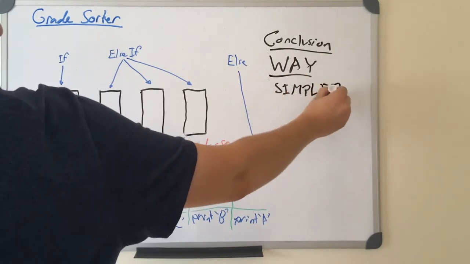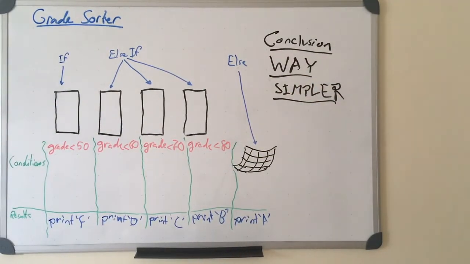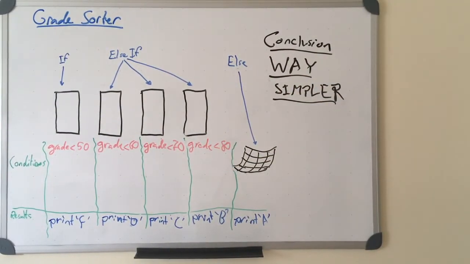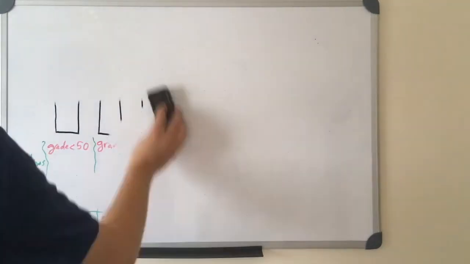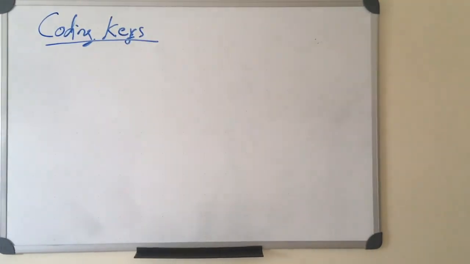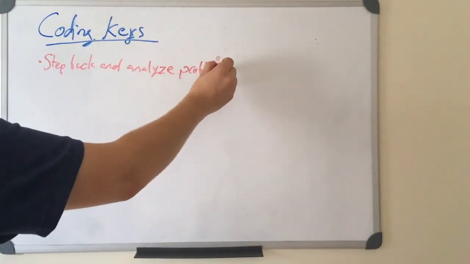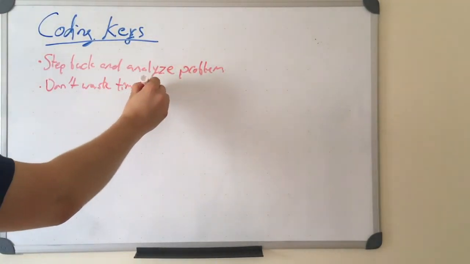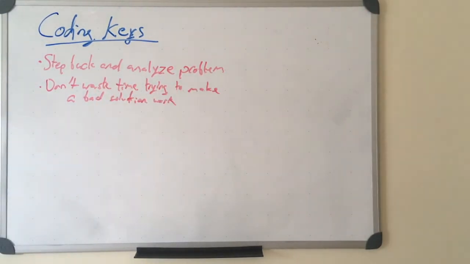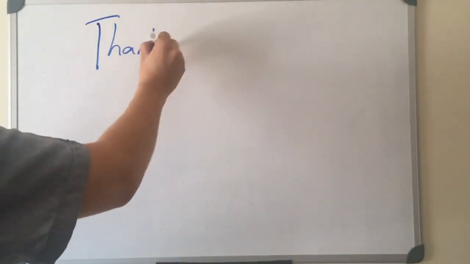Similar to the coin sorting problem, we know that if the grade fails the first condition, then it must be a D or greater. If it fails the second condition, then it must be a C or greater. It's important to step back and really analyze the problem so that you can find the easiest solution possible, like in the above example. Otherwise, you can waste hours trying to make some convoluted solution work instead of just finding some simple two-line way to solve your problem. That's it for this video.